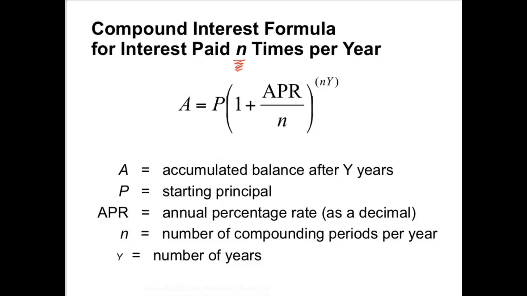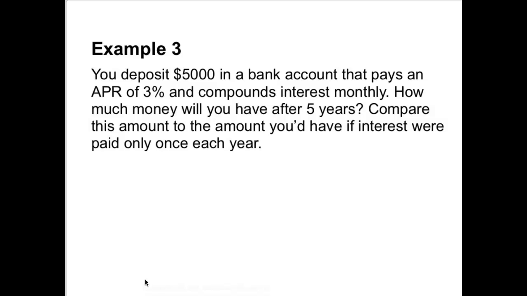So we can basically use this formula in the same way, but now we can answer questions where we compound more and more throughout the year. So you deposit $5,000 in a bank account that pays an APR of 3% and compounds interest monthly. How much money will you have after 5 years? Compare this amount to the amount you'd have if interest were paid only once per year. All right, so let's make just a little note. Let's do compounding monthly first.